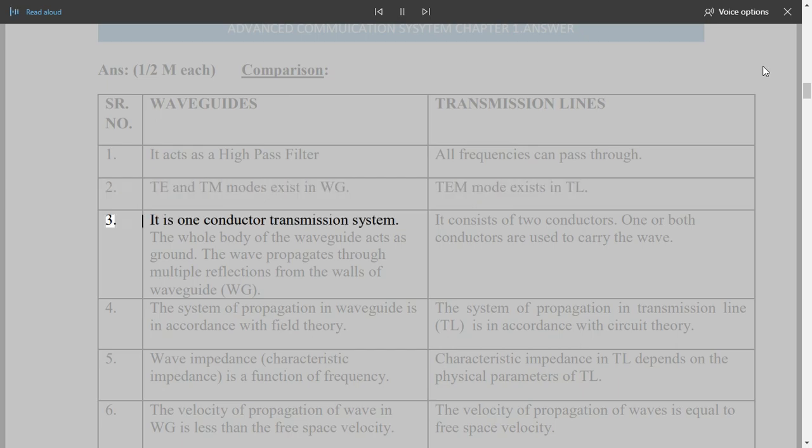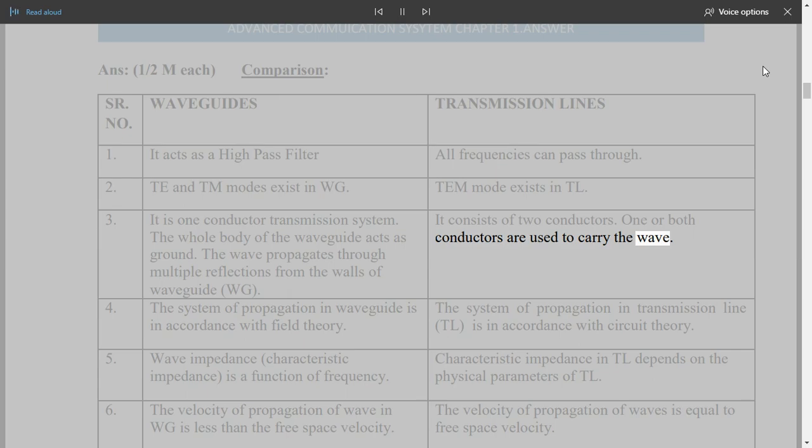3. It is a one-conductor transmission system. The whole body of the waveguide acts as ground. The wave propagates through multiple reflections from the walls of the waveguide, WG. A transmission line consists of 2 conductors. One or both conductors are used to carry the wave.